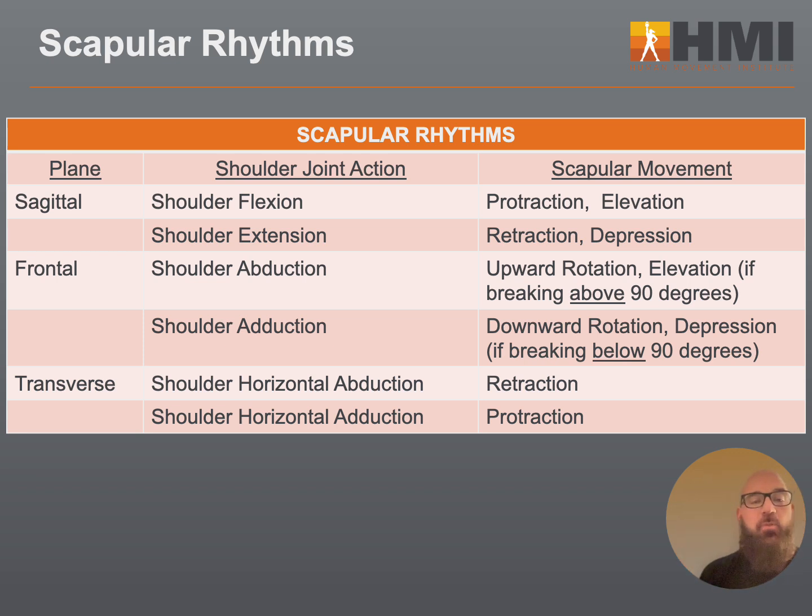And the last one will be shoulder horizontal abduction. So abduction is this way, away from the midline. So you're going to see my arms here coming away from the midline. And what I should get in the scapula when I do that is the scapula should retract. And then when I come back together, the scapula should protract. So let's take a look at this a little bit more visually in the next slide.